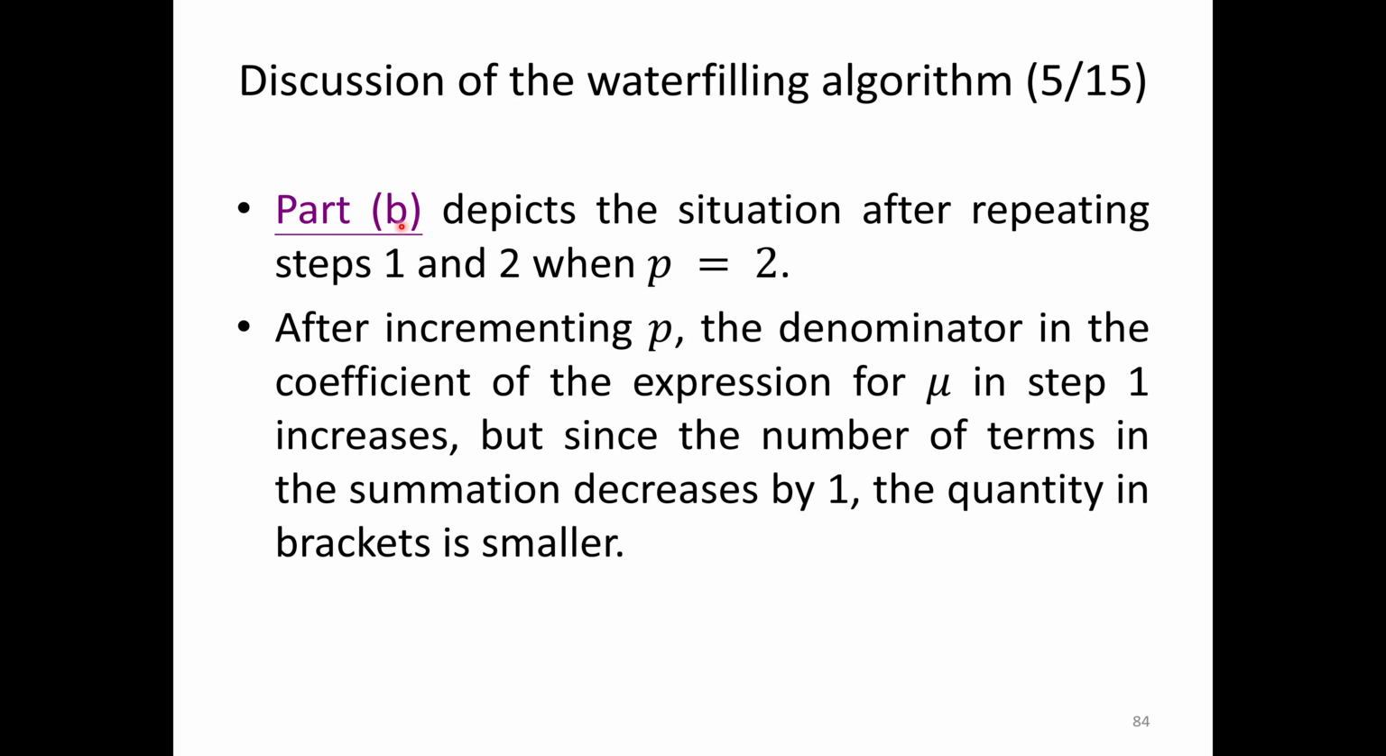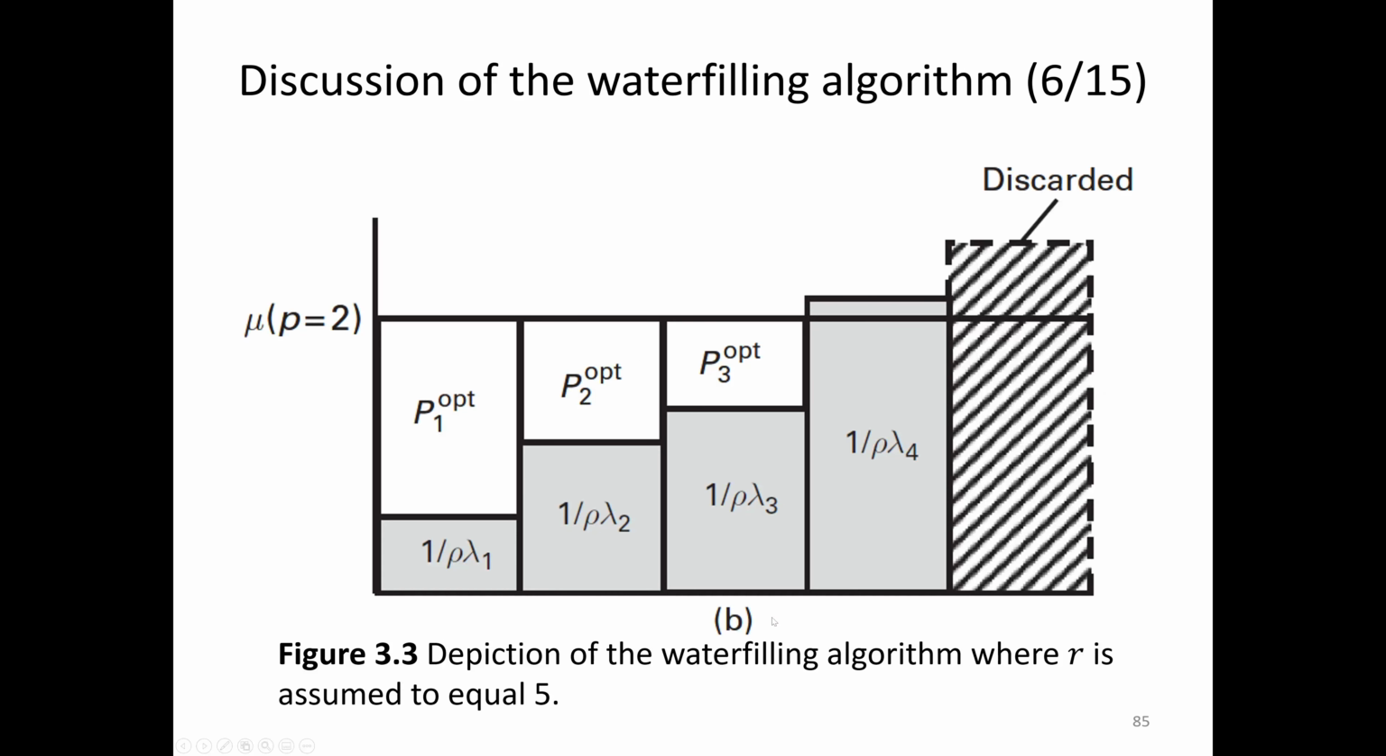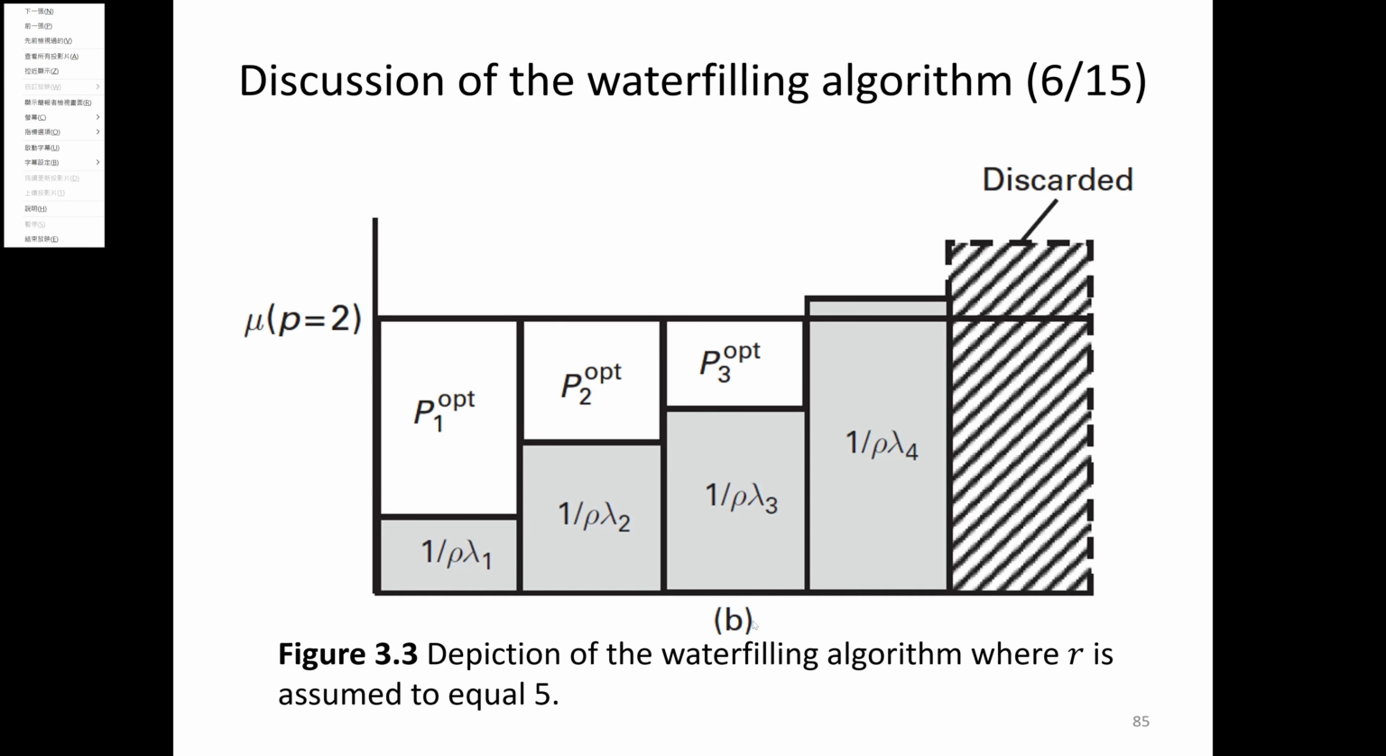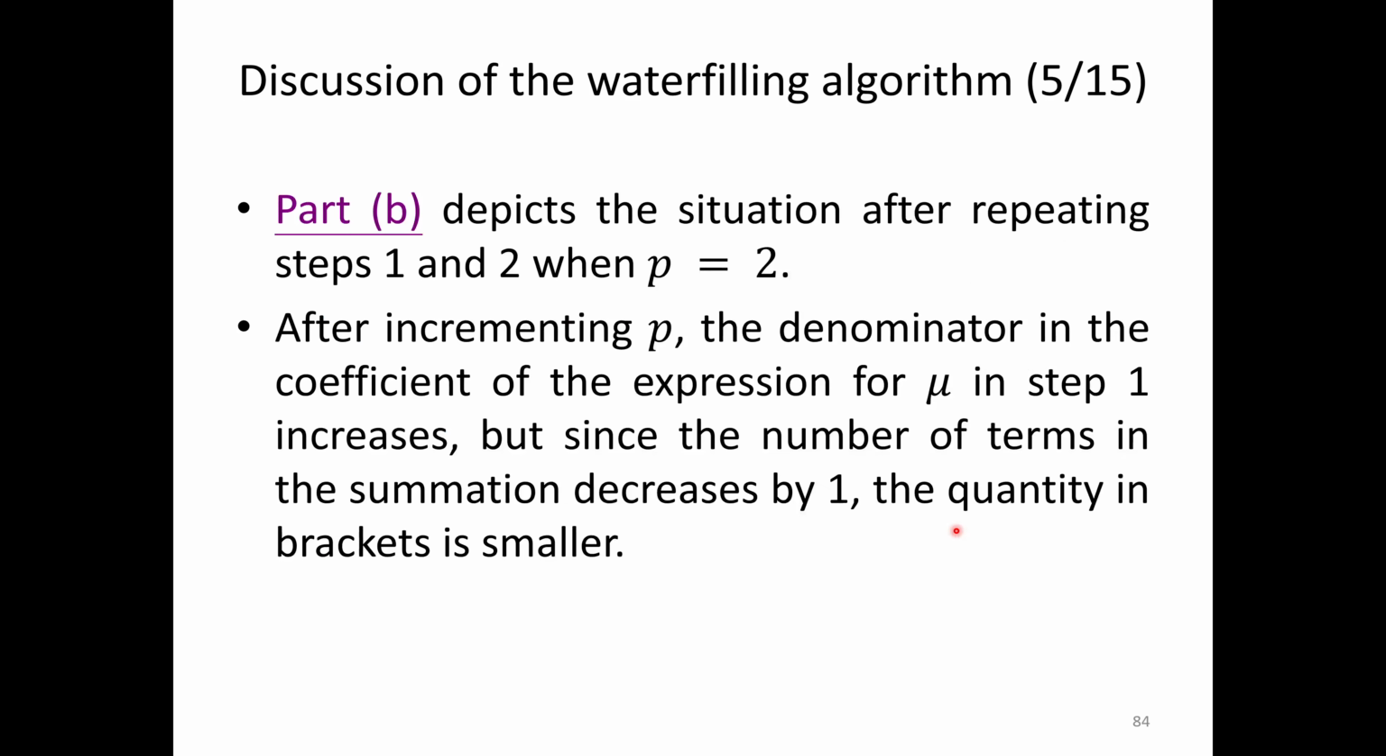Next, let us go to part B. In part B, P is equal to 2, and this is the value of mu, and we have discarded eigenchannel 5. So this can be discarded, and we have 4 channels now. Part B depicts the situation after repeating steps 1 and 2 when P is equal to 2.